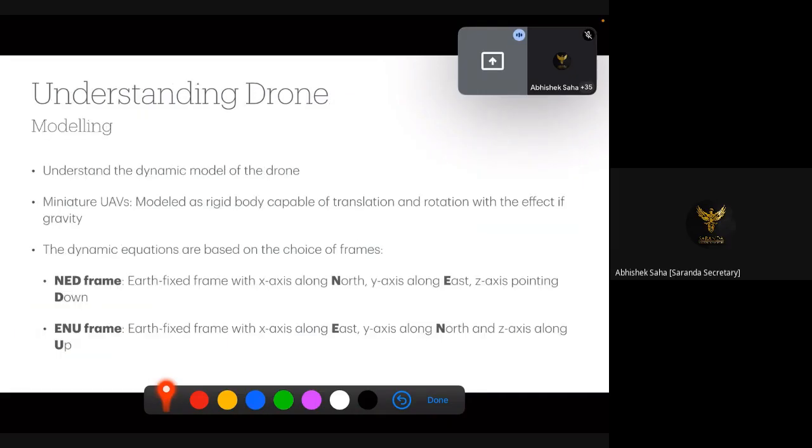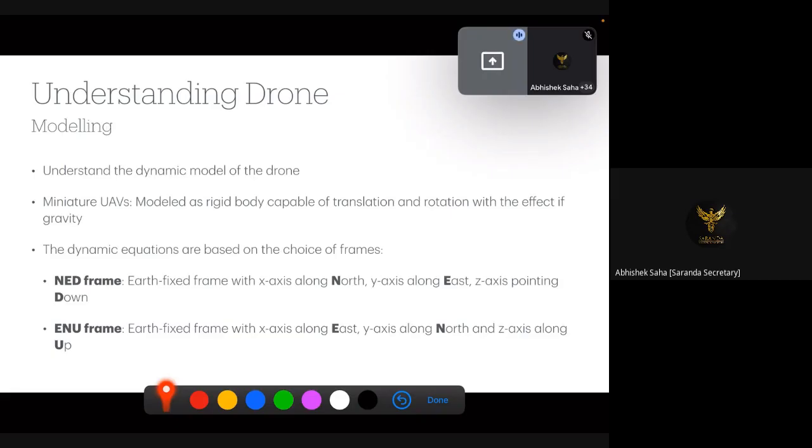Now with all these sensors and all, before we start building or before we start constructing the controller, we need to model. Okay, so this modeling is usually done on the basis of first principles. These are physics-based models, and for miniature UAVs, we can assume that they are rigid bodies capable of both translation and rotation while under the effect of gravity.